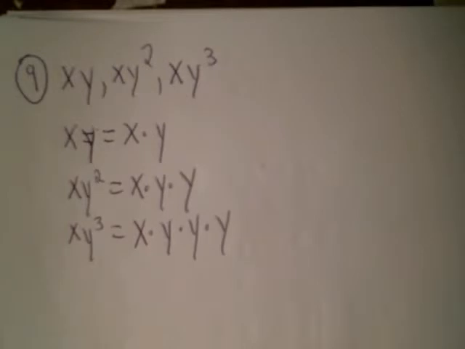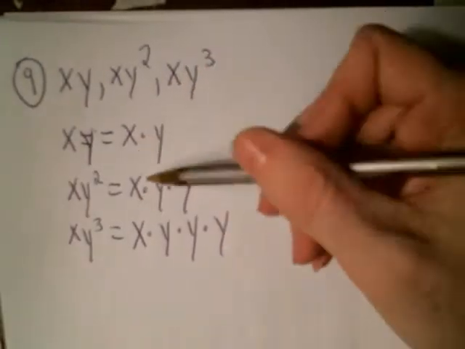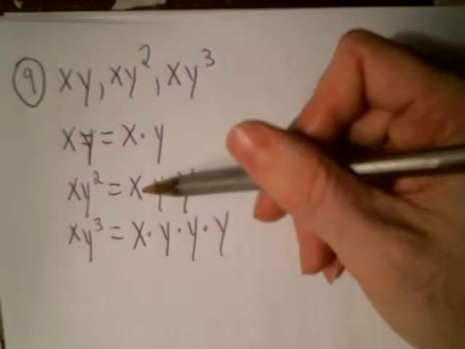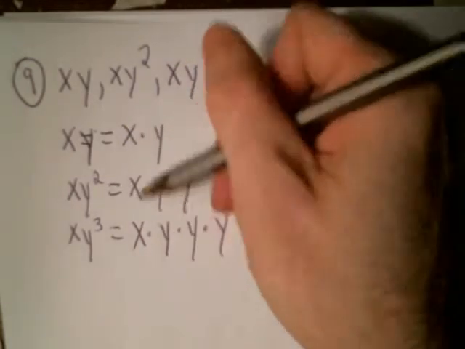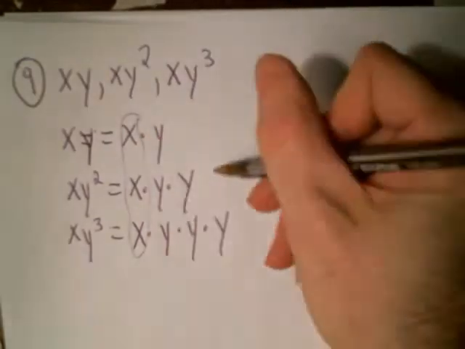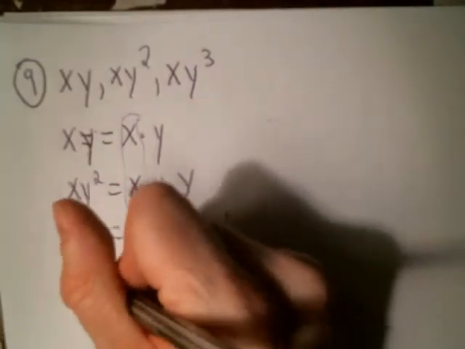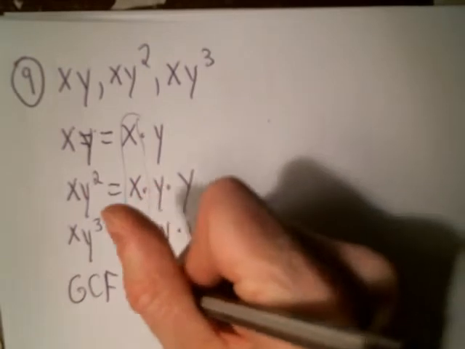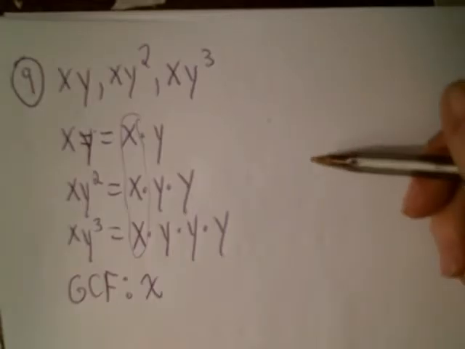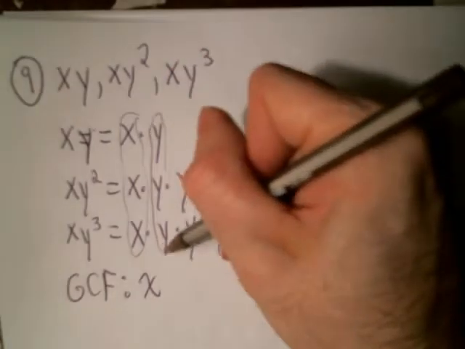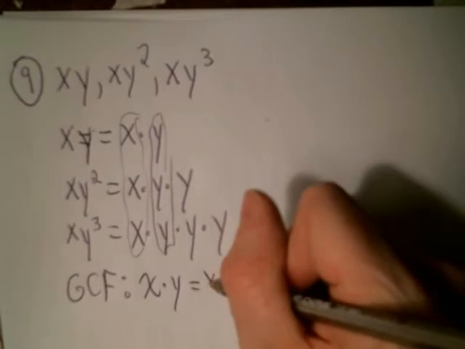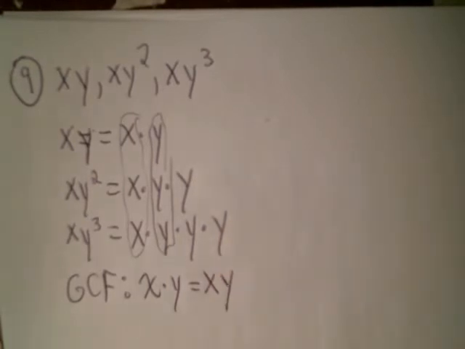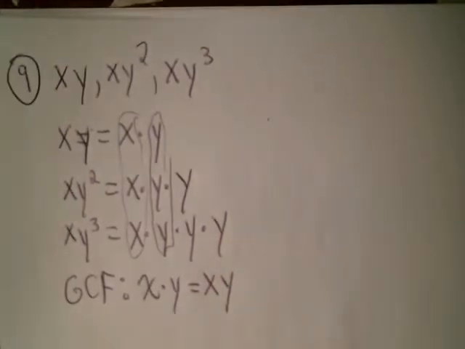Okay. And then again, you just look for what's common. Instead of just looking for what's common in 2 of them, you look, it has to be in all 3, right? So x is in all 3. So our GCF will have an x. And then y is also in all 3. So we'll need a y. And we could write x times y with the dot in the middle is the same as writing xy. Okay.